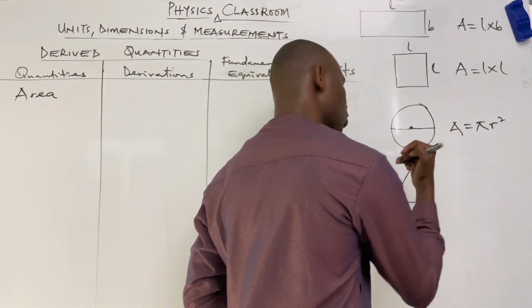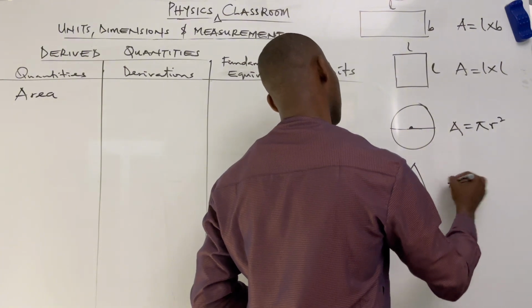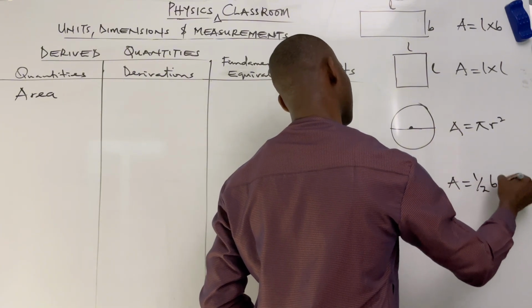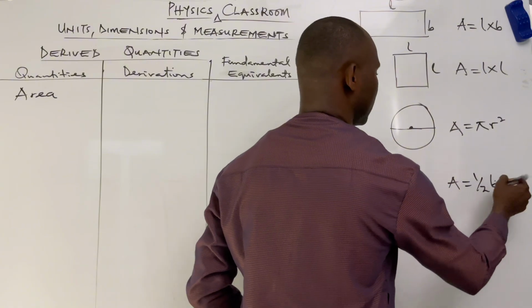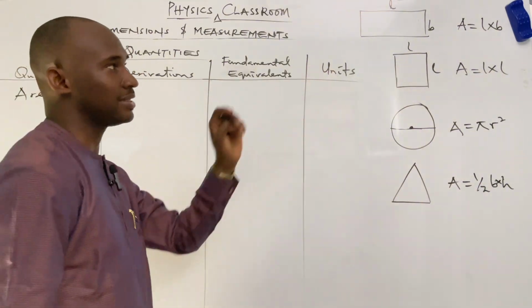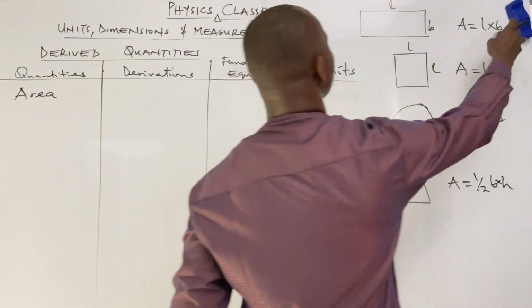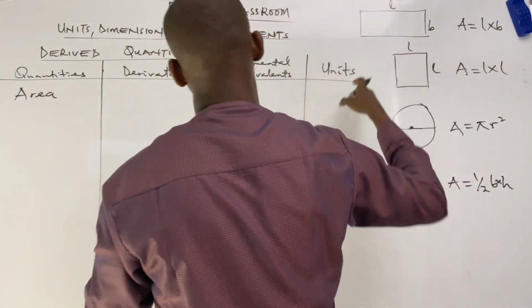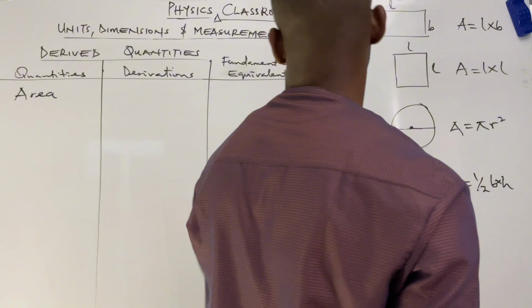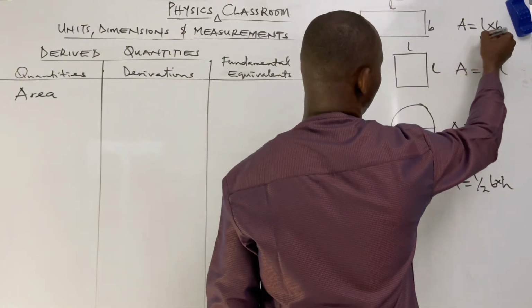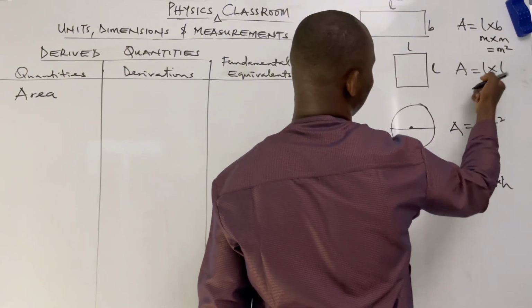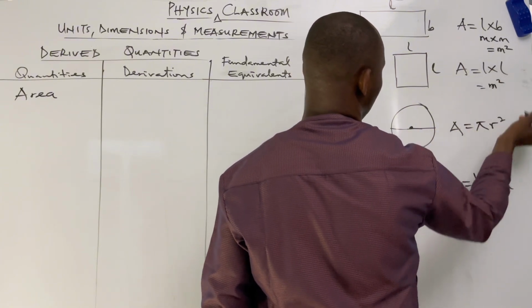Now, for triangle, the area can be obtained from this formula: half base times height. Let me use the normal symbol. Now, if we try to break all these to their dimensional form, you find out that they are all having the same dimension, the same units as well. So length is measured in meter. Likewise, breadth measured in meter. Meter times meter will give us what? Meter square. Likewise, length times length will give us meter square, as you can see.